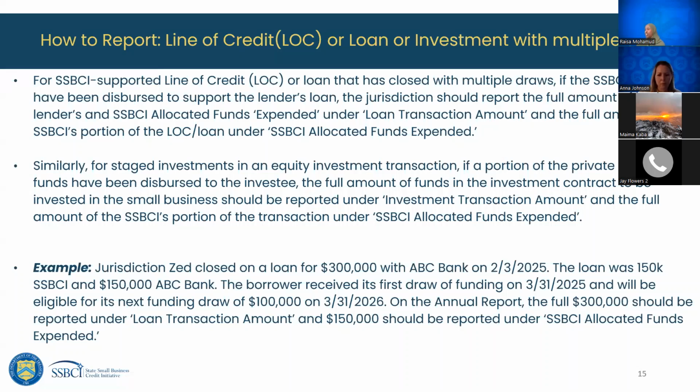Borrower received its first draw of funding on 3/31/2025 and will be eligible for its next round funding draw of $100,000 on 3/31/2026. So on the 2025 annual report, the jurisdiction would report the full $300,000 under loan transaction amount, and $150,000 should be reported under SSBCI allocated funds expended. Okay, so that's for 2025, and the disbursement date for that would be the date of that first draw of funding, 3/31/2025.